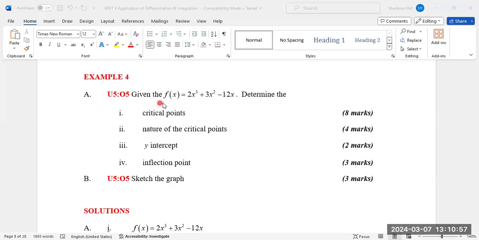All right. So we're given a function, f of x is equal to 2x cubed plus 3x squared minus 12x, to determine the critical points, the nature of the critical points, the y-intercept, and the inflection point. When you get a question, generally the question will be of this nature. And then finally, it will ask you to sketch a graph. So to find the critical points, you have to differentiate the function. When you differentiate this function, what do you get?